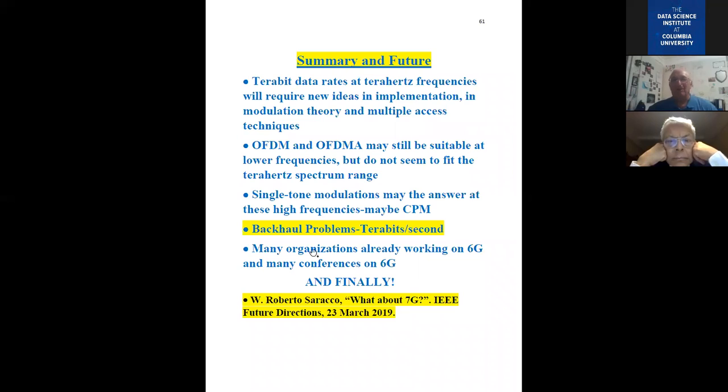So let me just summarize it all. If we talk about 6G, people are talking about going up to bit rates of terabits per second. It means you have to go up to very, very high frequencies, and we're talking about terahertz frequencies. So we're talking about hundreds of gigahertz and even more. That's number one. In my opinion, there probably has to be some new work done on single tone modulations, a field that's been very quiet for many, many years, especially continuous phase modulations.